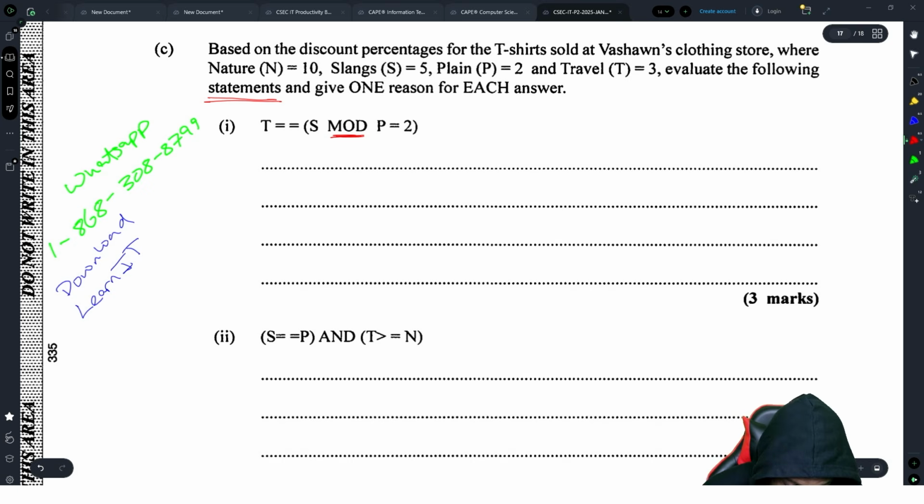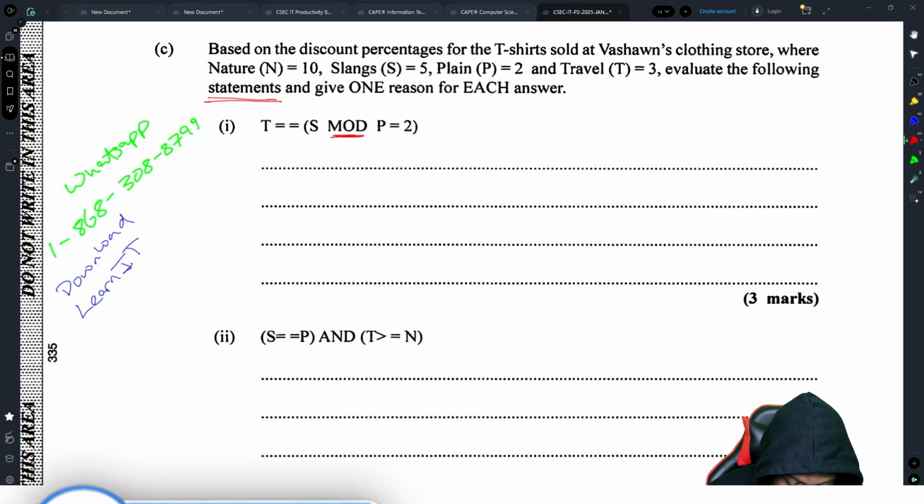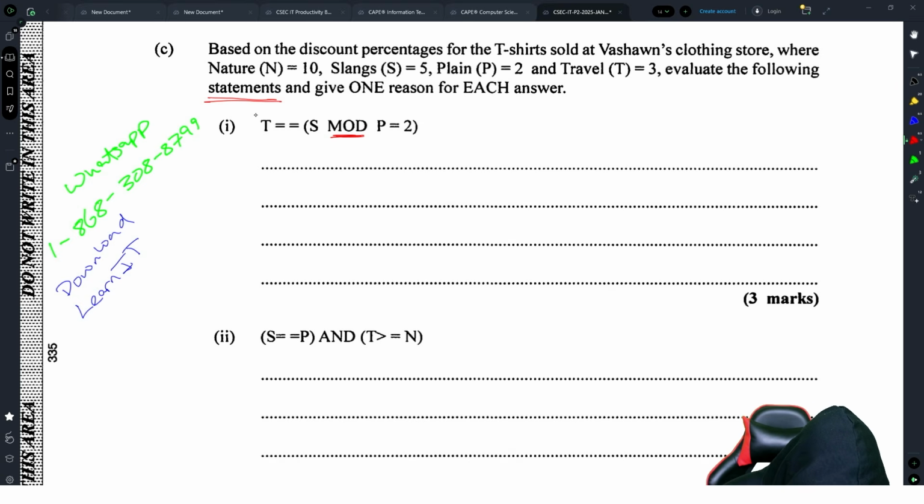Okay. Alright, so based on the discount percentages for your t-shirts, the variables are: N is equal to 10, S is equal to 5, P is equal to 2, and T is equal to 3. Evaluate the following statements and give one reason for each answer. When they say evaluate, they want to know if it's true or false, right? True/false.